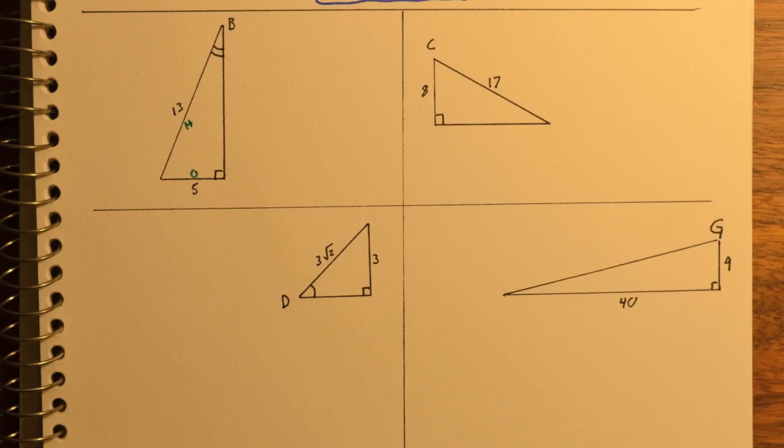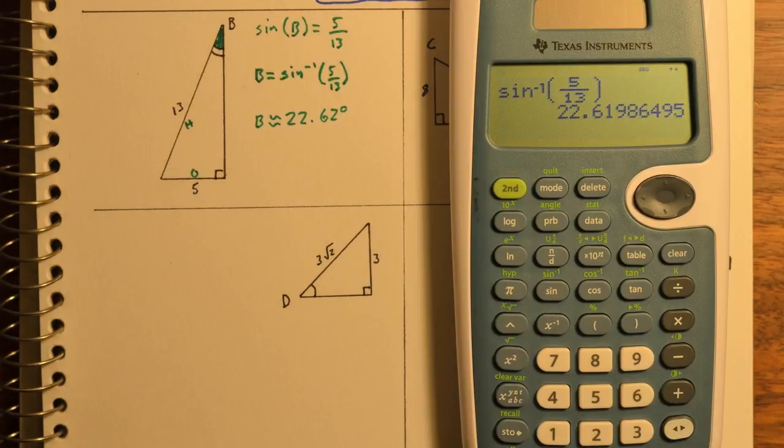Here we have a few more examples. In that first box, we've got angle B is unknown, the opposite 5, the hypotenuse is 13. Opposite and hypotenuse means we'll use the sine function. So the sine of the angle is 5/13, which means the angle is the inverse sine of 5/13. And so we get an angle measure of about 22.62 degrees.